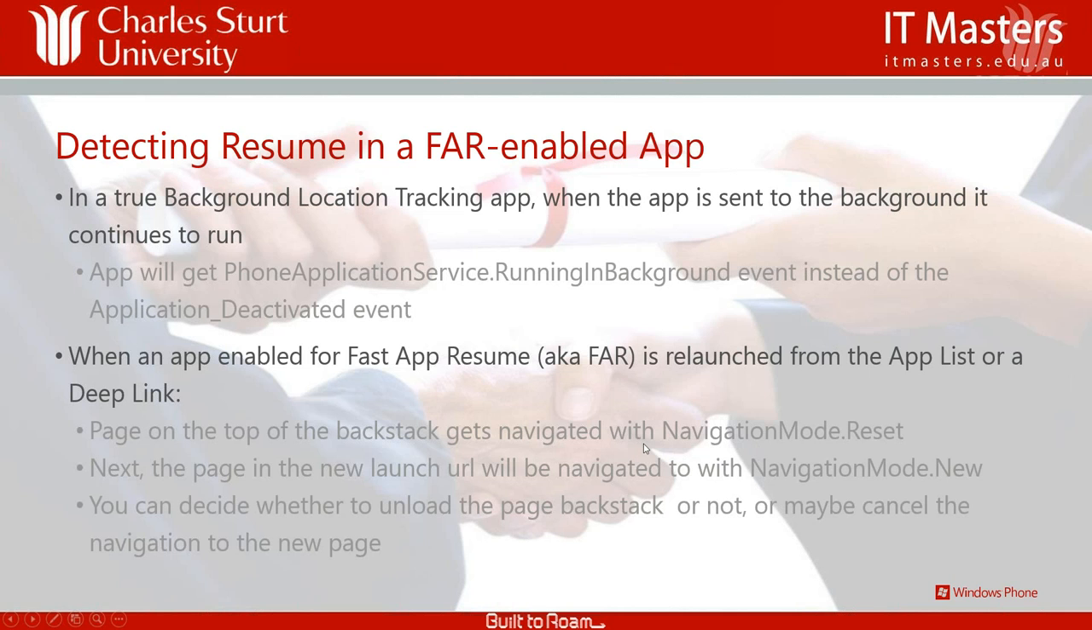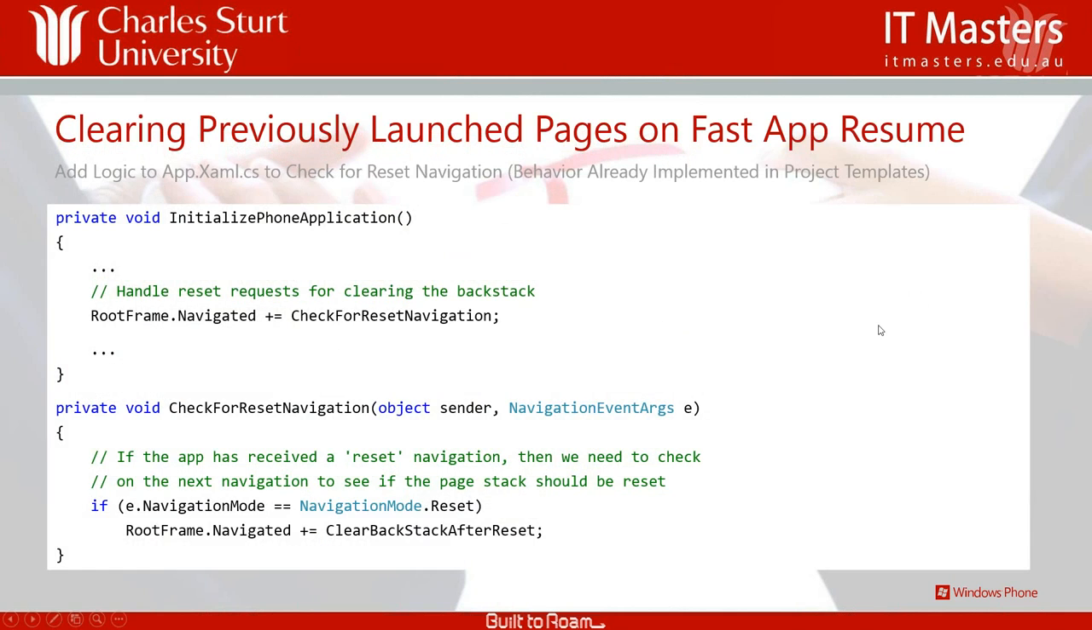Now, within a new Windows Phone application, the project template that comes with Visual Studio, there's actually some code which will handle removing unwanted pages from the backstack. So in the scenario we had before, when the user gets sent to page 2, rather than having pages 1, 2, and 3 in the backstack, this boilerplate code will remove those.